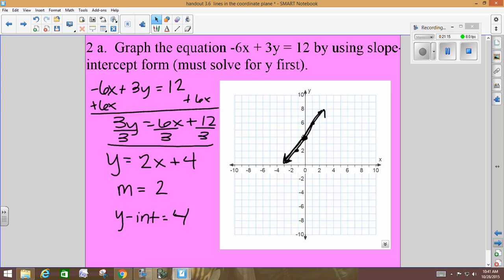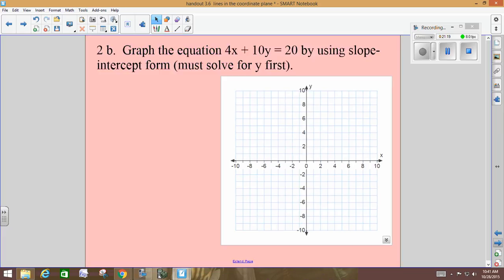We'll just go to the next one. No, part B. Same thing. You're graphing this using slope-intercept form. Stay with me, please. If you're going to graph using slope-intercept form, then you have to solve it for y, because slope-intercept is y equals mx plus b. So you have to get it in that form.